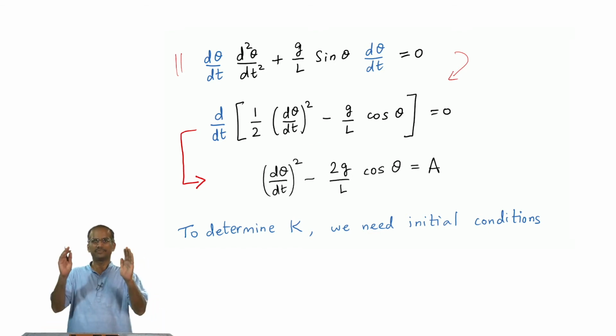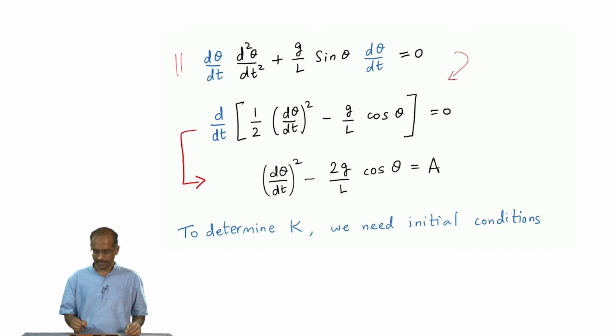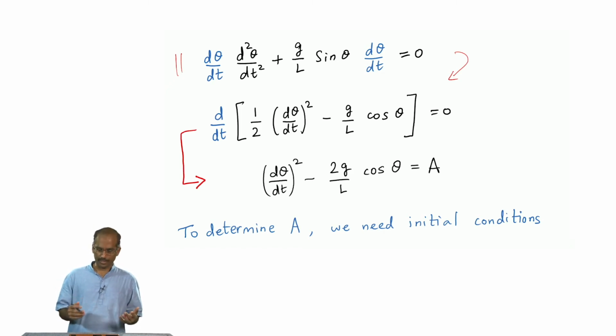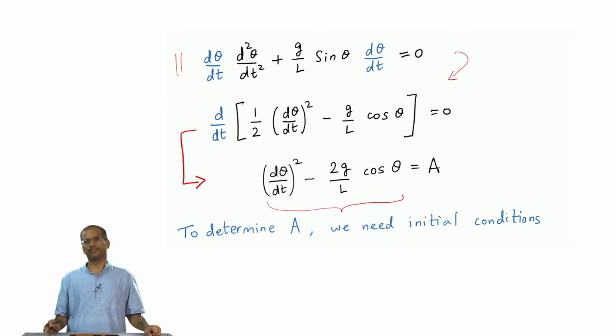So, I have d by dt of some quantity is equal to 0. That would imply that the quantity inside the bracket should be equal to a constant. Only then d by dt of that constant will be equal to 0. So, I have identified one constant of motion. Remember that this theta itself is a function of time, and d theta by dt is also a function of time, but this combination here is independent of time. That is a constant.